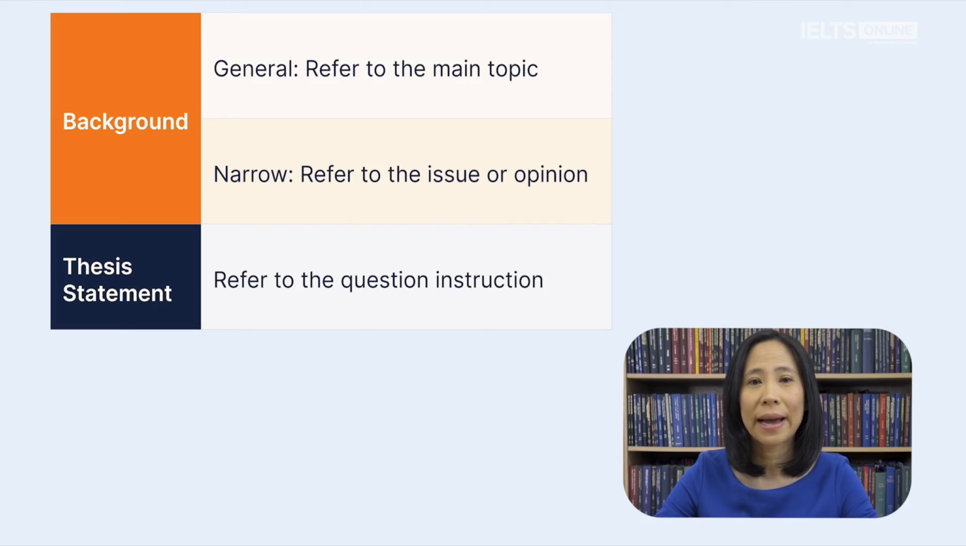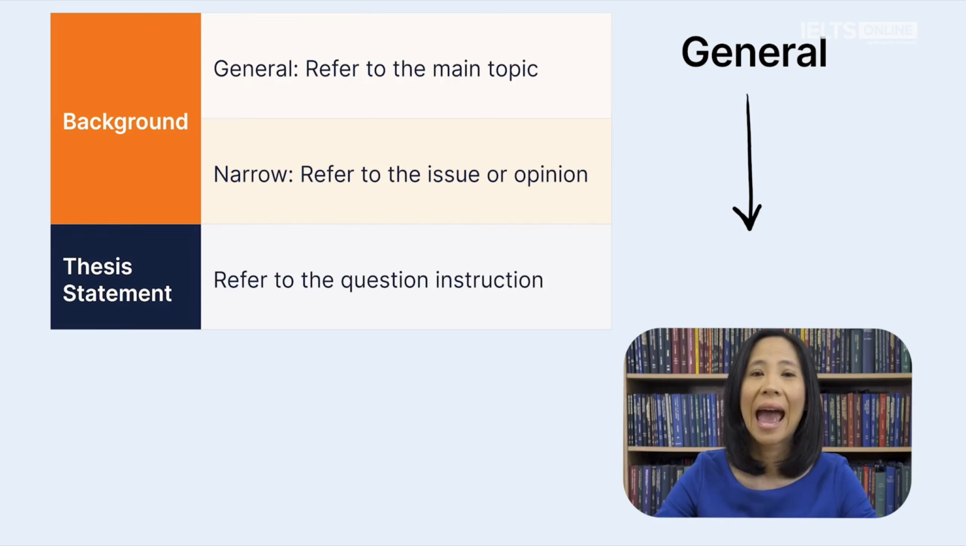The first two parts are background. First, you write generally about the main topic from the question. Then you refer to the particular issue or opinion also from the question. And finally, you write your thesis statement, which is based on the question instruction.